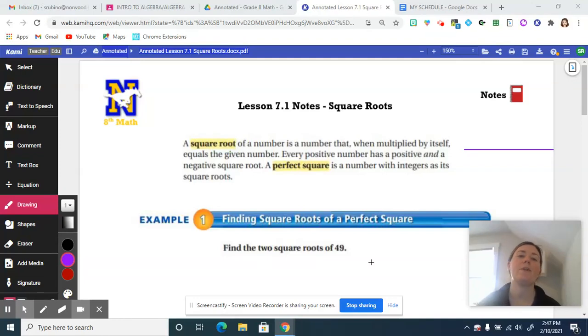Everyone. Today we're going to be going over the lesson 7.1 notes on square roots. So let's start out by defining a square root.